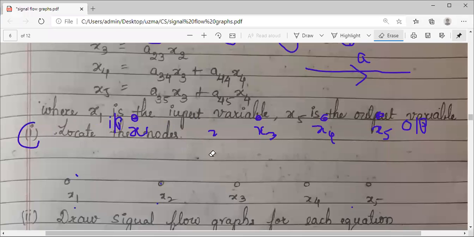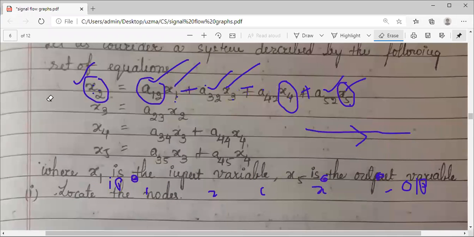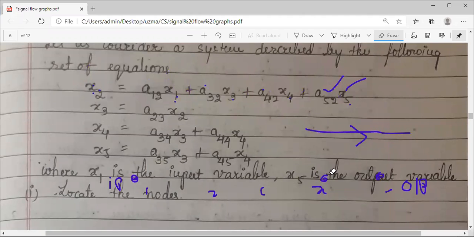So what is the second equation? Let me see. It is very simple, I guess. Yes, only one term is there. Check out the second signal. You have x3 is equal to A23 times x2. Means x3 is your output. At your x3, from x2, the signal should come.